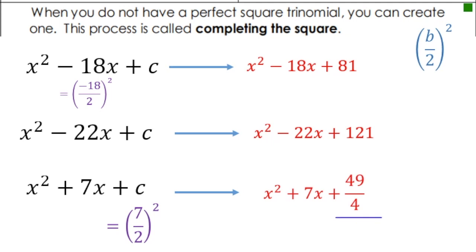I'm just showing you that it is possible, although we will not be dealing with any odd bx terms. The only time you will use this method of completing the square is whenever you have an even b term.